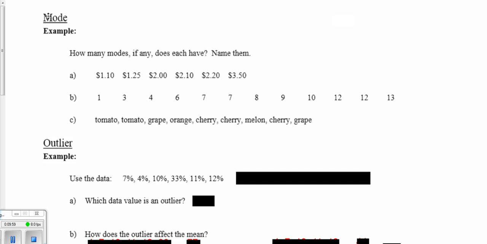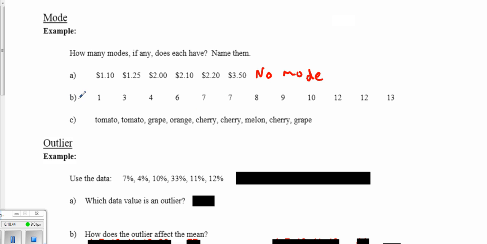If we were looking at the mode, now again, remember, different sets of data can have more than one mode. They also can have no modes. And by that I mean to say they would have no values that double up. So in A, we are looking for how many modes, if any, does each have, and we need to name them. We got $1.10, $1.25, $2, $2.10, $2.20, and $3.50. None of these repeat. Every single one of them only happens once. So we'd actually say that there is no mode in this case. Nothing happens more than once. There is not a most common number.